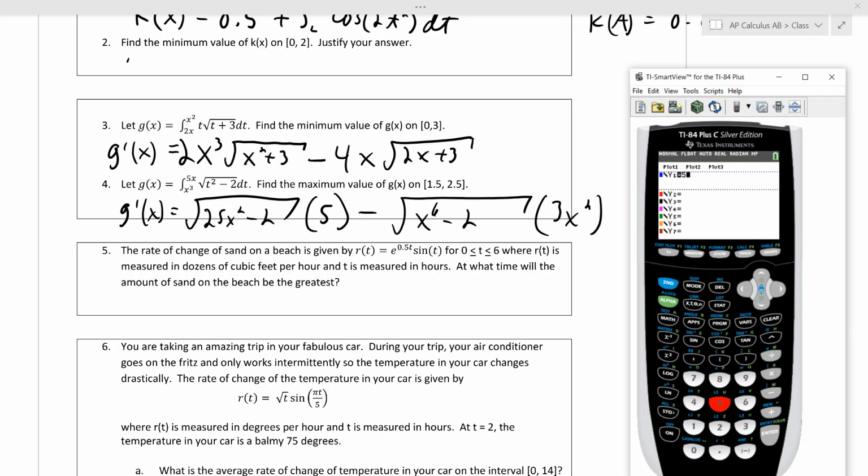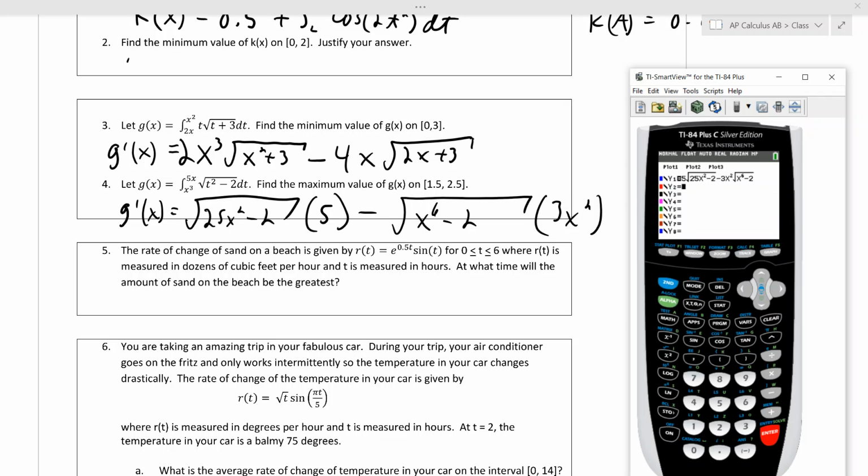And we need 5 times the square root of 25x squared, right? Yep, that looks good. Minus 2 minus 3x squared. I'm just putting the derivative part out front just because it looks a little nicer. Second square root of x to the 6th minus 2. There we go. Looks right. Double check. Make sure I didn't type anything incorrectly here.